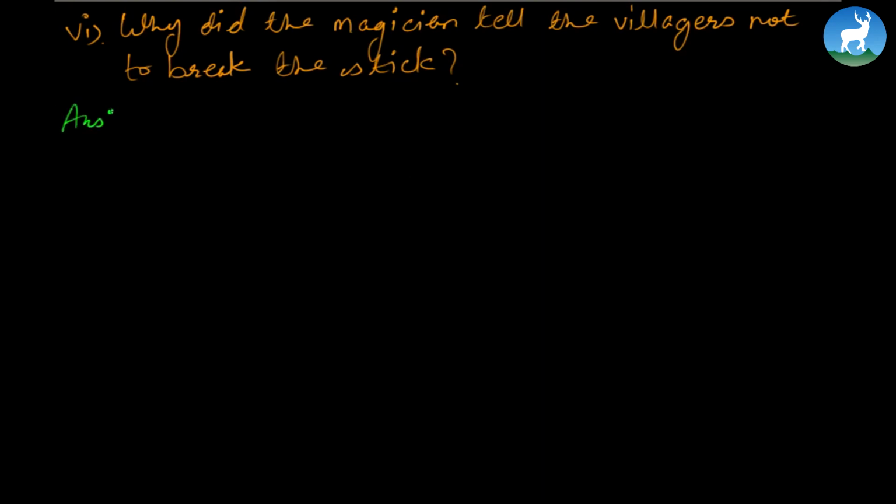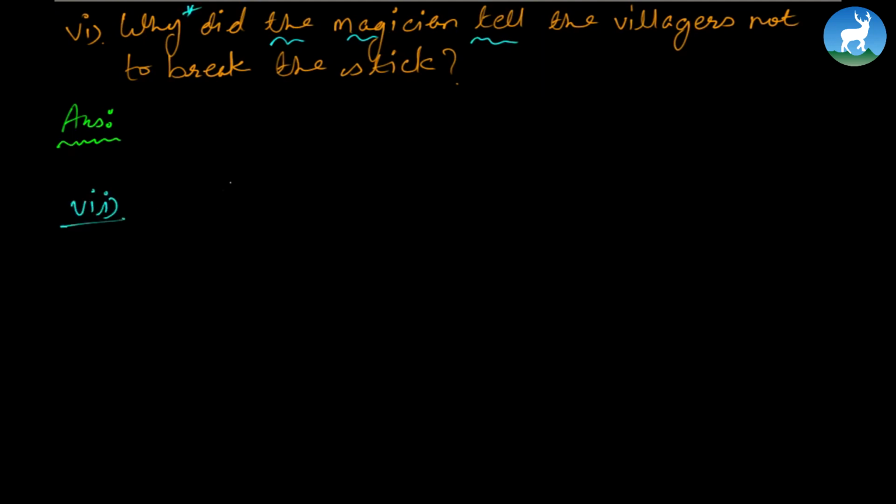What was it that the magician perhaps was scared of? That, hey, you shouldn't be breaking the stick. And what happened when the stick finally broke? That's the very answer. Now, let's continue. Remember, your answer begins from here. The magician changes to told, as is in simple past. Told the villagers not to break the stick because, and then you write your own answer to that.